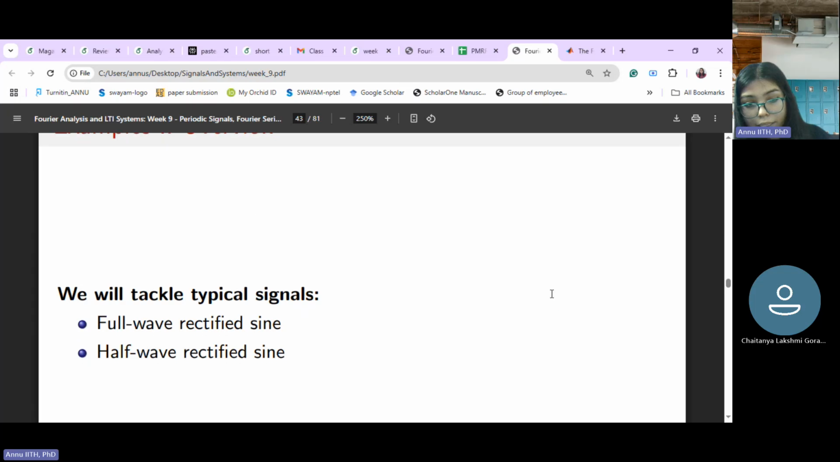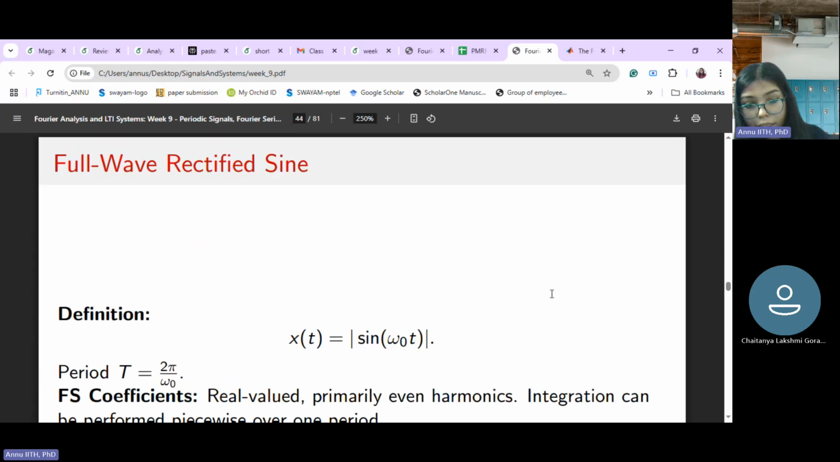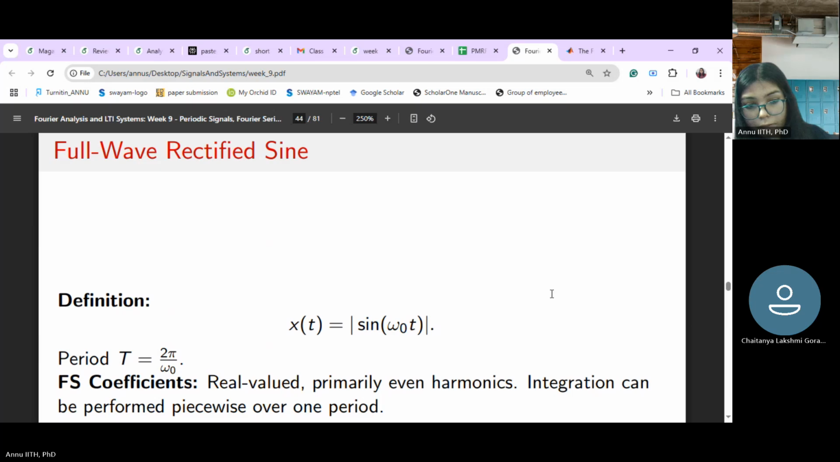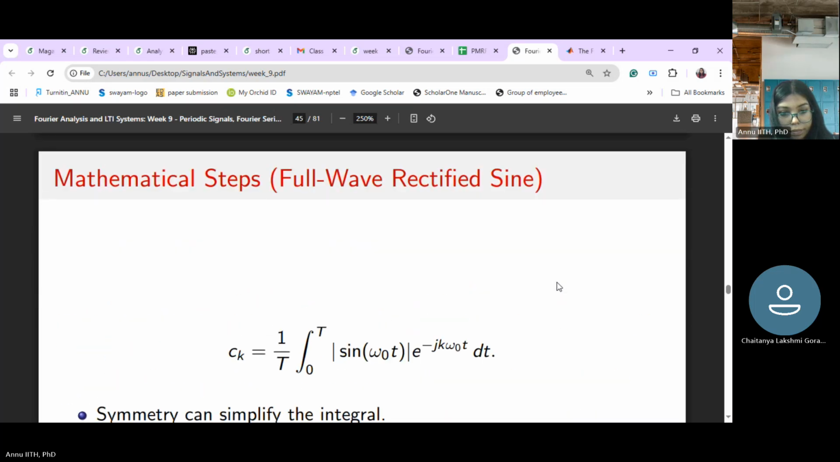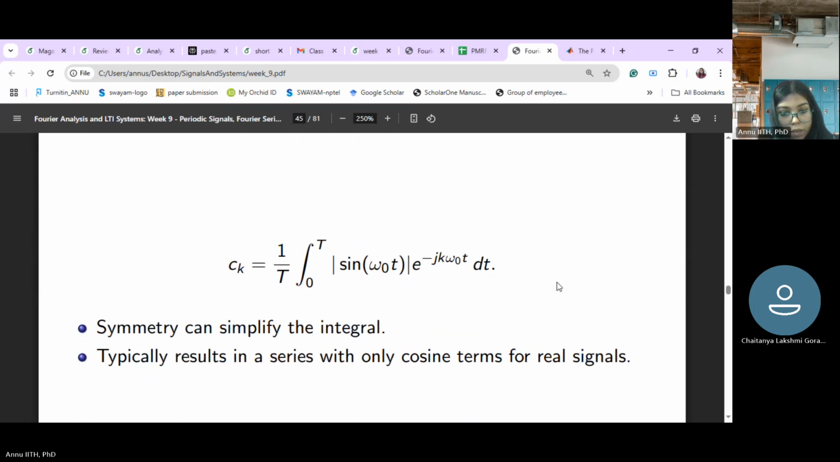We will tackle typical signals: the full-wave rectified signal and the half-wave rectified signal. Suppose you have x(t) as the magnitude of sin(omega naught t), with period 2 pi by omega naught. The Fourier series coefficients are real-valued, with primarily even harmonics. The integration can be performed piecewise over one period, so symmetry can simplify the integral.